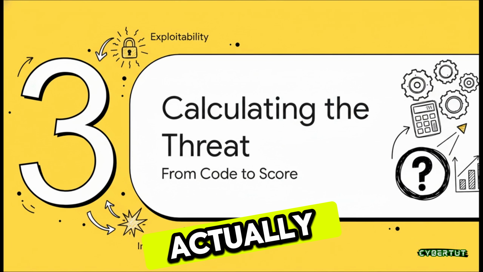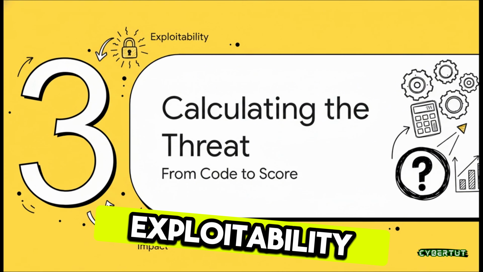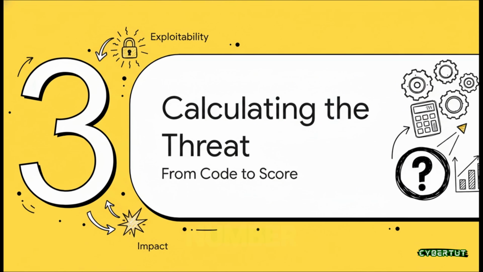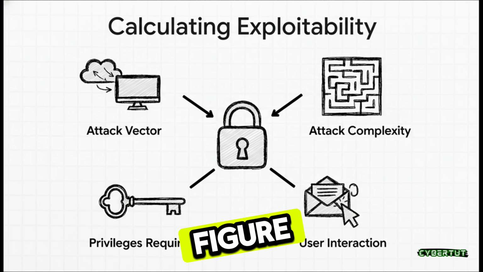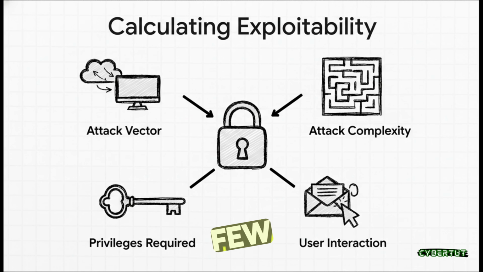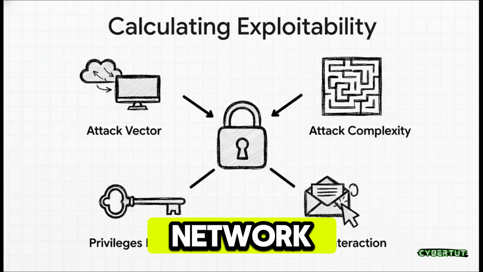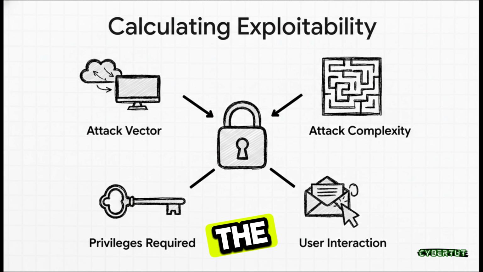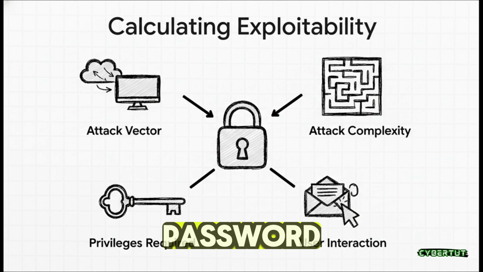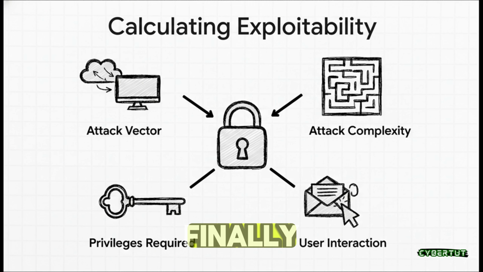Alright, so how do we actually get from those big ideas, exploitability and impact, to a real hard number that we can actually use to decide what to fix first? First, to figure out the exploitability, the system looks at a few key things. The attack vector is all about how they get in. Is it over the network from anywhere, or do they need to be physically in the building? Attack complexity is, well, how hard is it to pull off? Do they need special privileges, like a username and password, a key to the door? And finally, do they need user interaction, like tricking a real person into clicking a bad link?